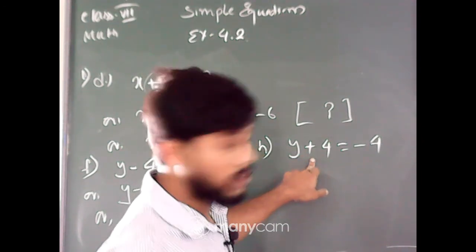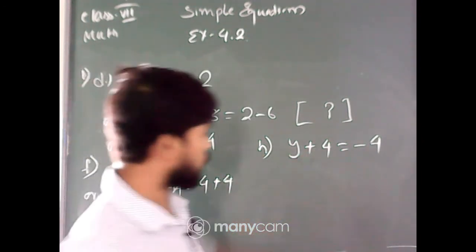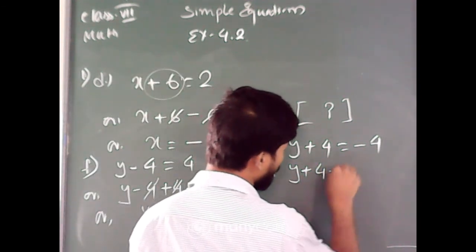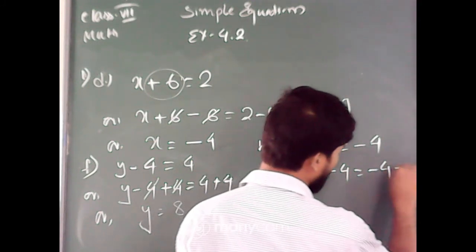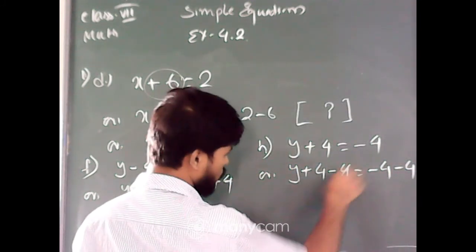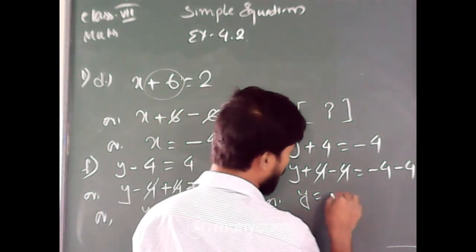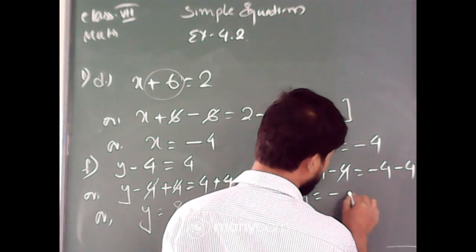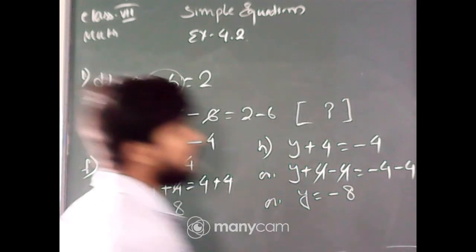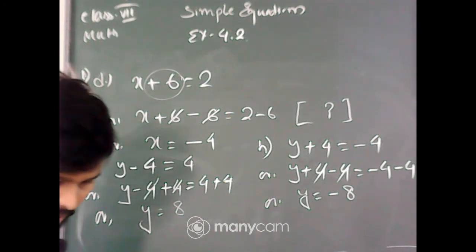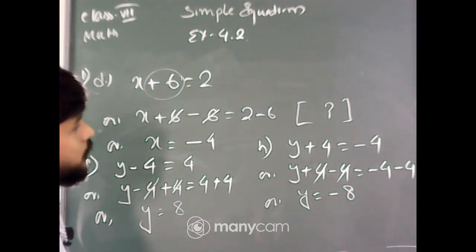So obviously we have to subtract 4. So subtracting 4 from both the sides, we have minus 4 and again minus 4. So these two terms will cancel each other, and y will be equal to minus 4 minus 4, that means minus 8. So minus 8 is the answer. Clear? Okay. So now let's move to question number 2.